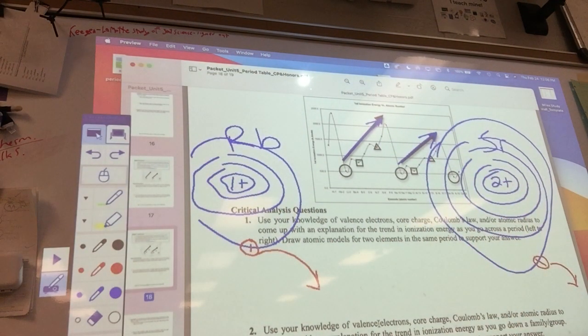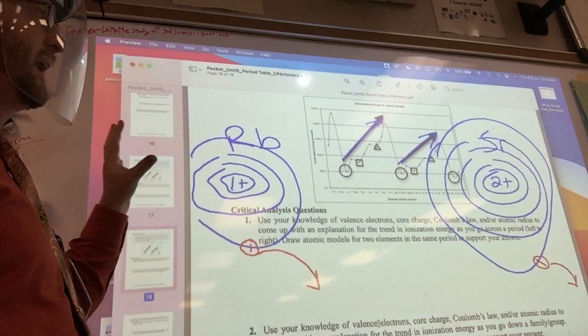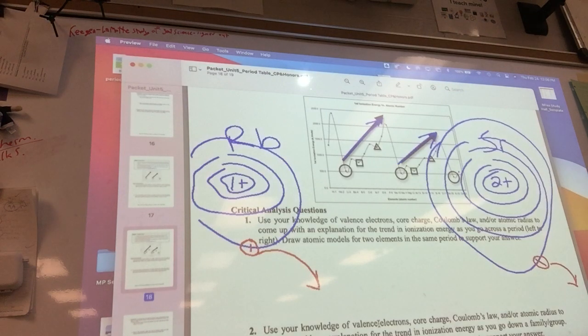Group 4, what's stopping you from ripping off that electron? Why doesn't that electron want to get ripped off? Right, the +1 is holding it in place. It's attracting. Coulomb's law. So group 5, what are you going to have to add to these atoms up here to get those electrons to pop off? Ionization.